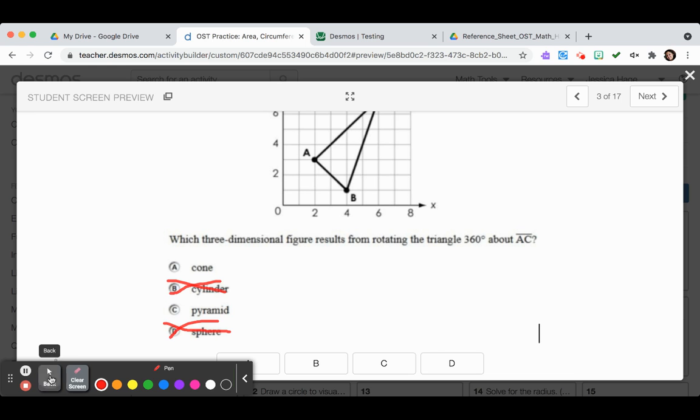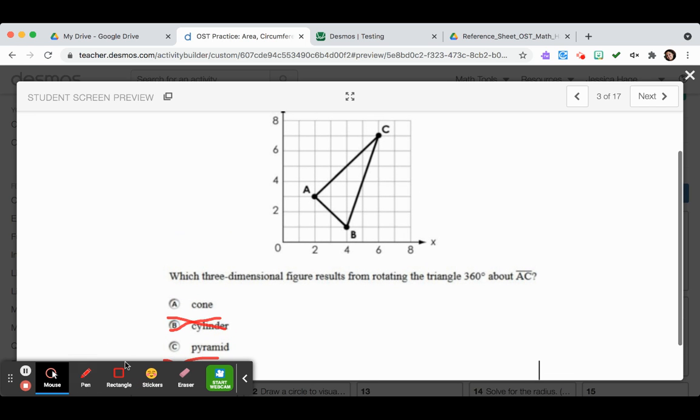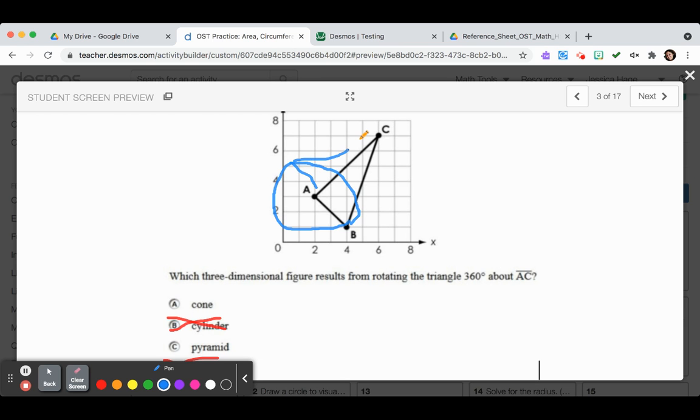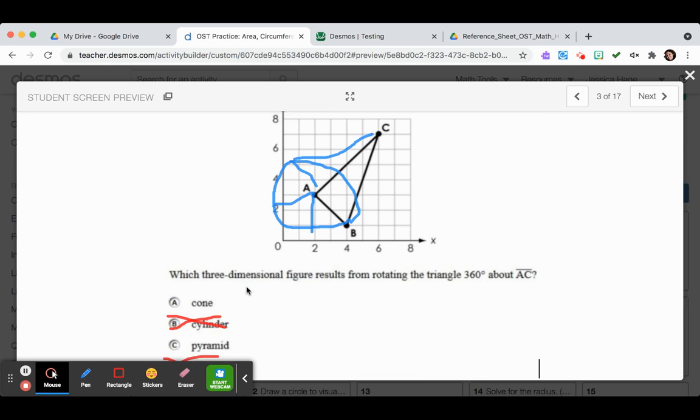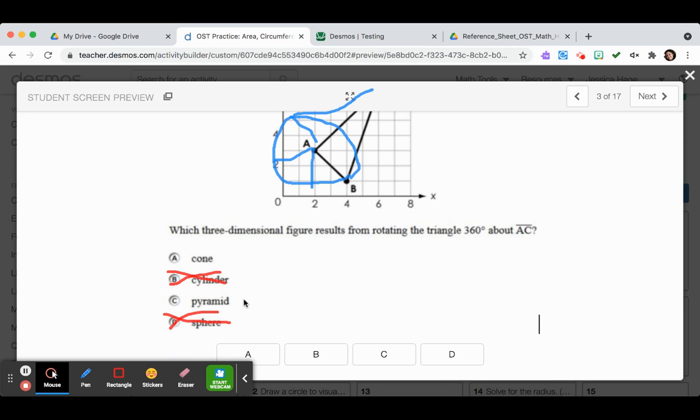If we rotate, I'll just try to draw this real quickly here. If we try to envision this rotating 360 degrees around, this is going to make a circle here as the bottom, around AC. And then this is going to be a series of triangles, and excuse my drawing. We're going to have a series of triangles going up to C, and so this is going to appear to be a cone. A pyramid has a flat base instead of a circular base. So a cone is going to be your answer for slide 3.